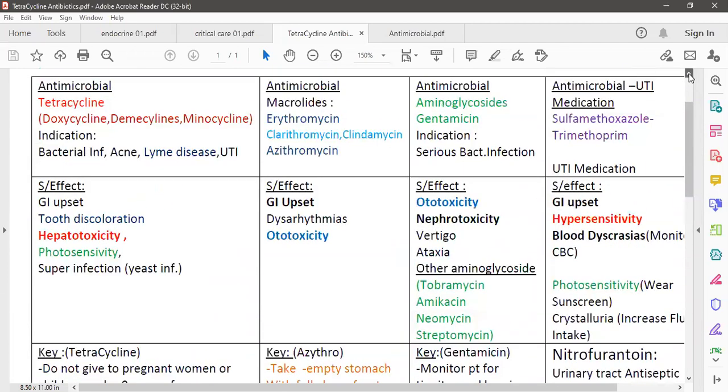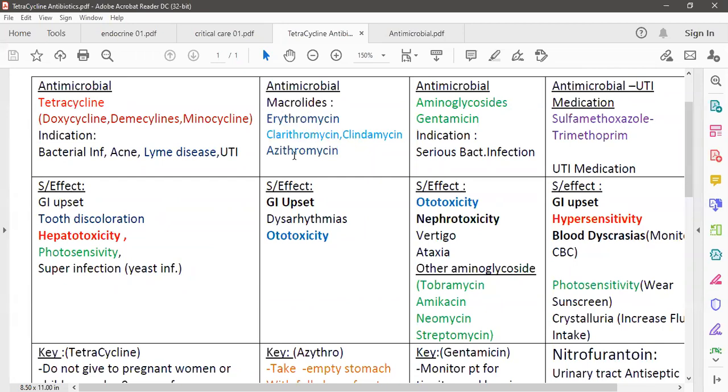Now go to the second antibiotic here, and that one is called macrolide. Macrolide is a group of medications. Basically, in this group, there are a few members like azithromycin, erythromycin, clarithromycin, and clindamycin. All together, we call them macrolides, right?